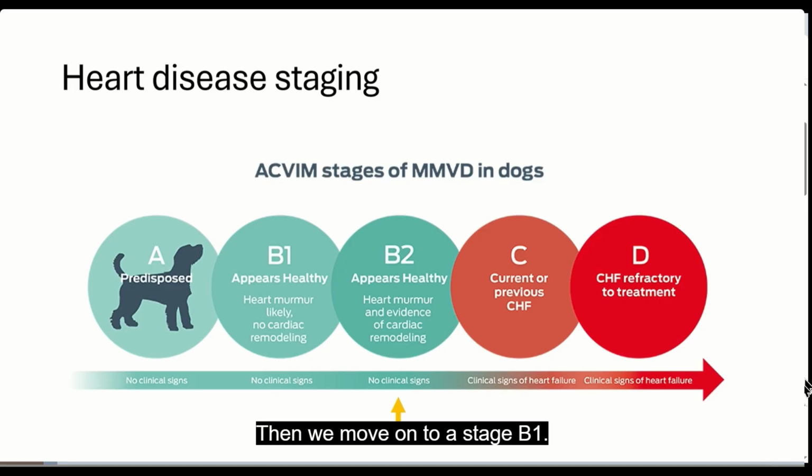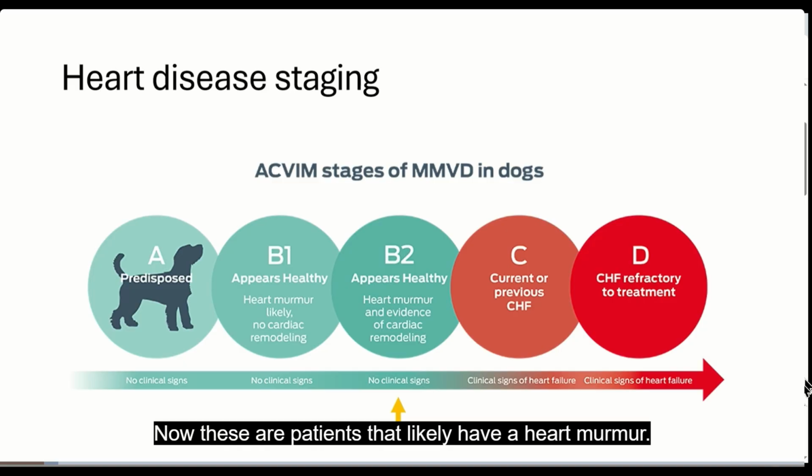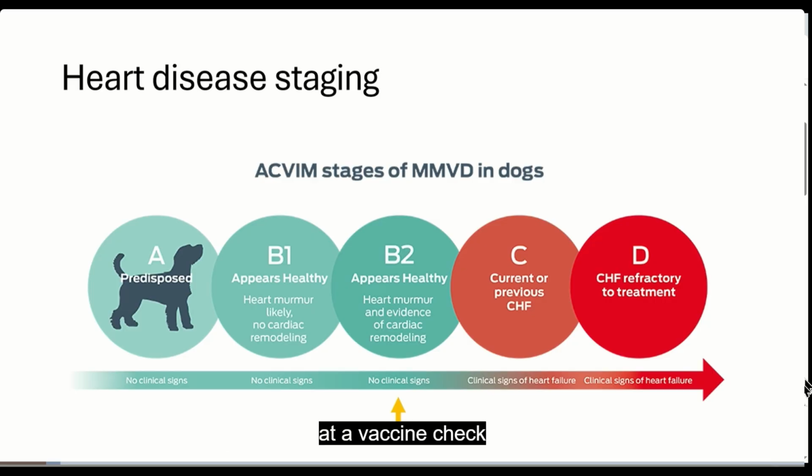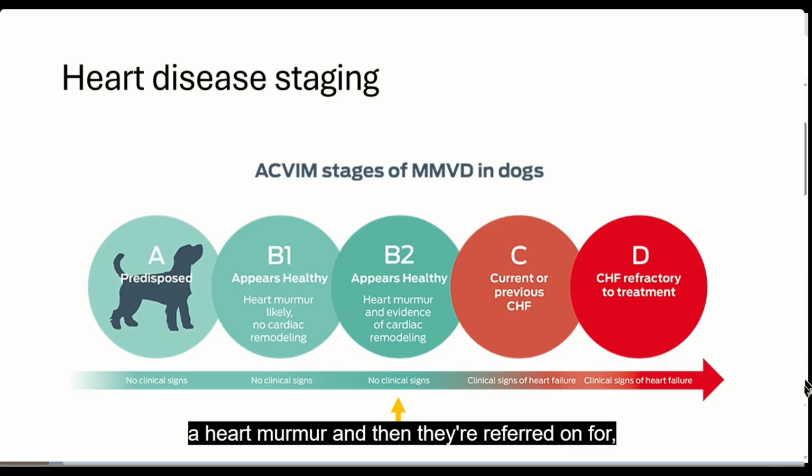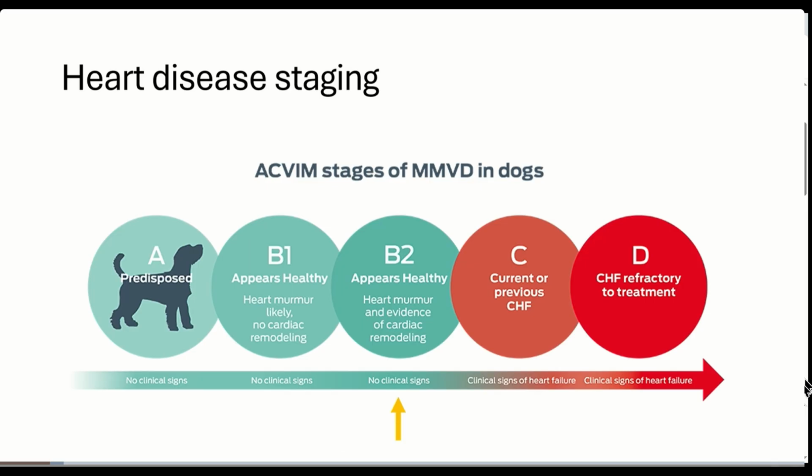Then we move on to a stage B1. Now these are patients that likely have a heart murmur. They're often patients that are referred to us in our practice as having had a heart murmur auscultated at a vaccine check, or even a first or second vaccine if they're a puppy or a kitten. It's usually their routine checks that bring up in their GP practice the fact that they've heard a heart murmur, and then they're referred on for a cardiac workup to find the cause of the murmur.